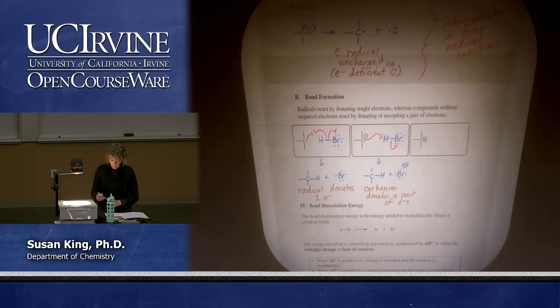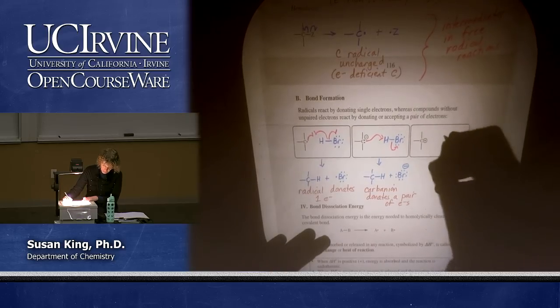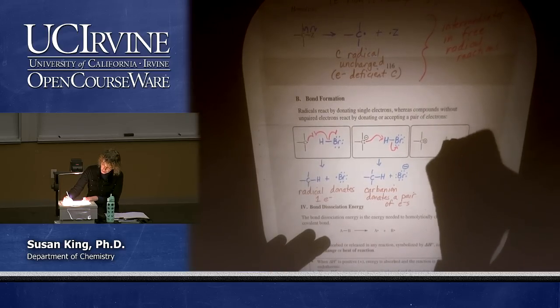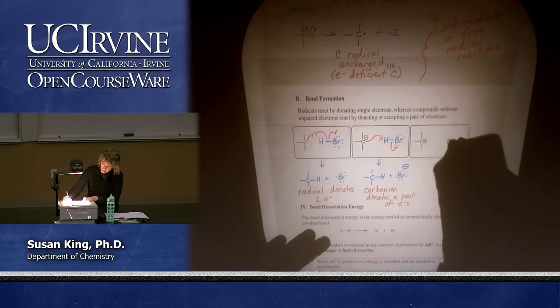Carbocation is not going to react with HBr because they're both electron deficient. This carbon is electron deficient, and HBr is not electron rich. So we're not going to react with HBr. We're going to react with Br minus, and this would be your classic Lewis acid-base reaction that we're familiar with.